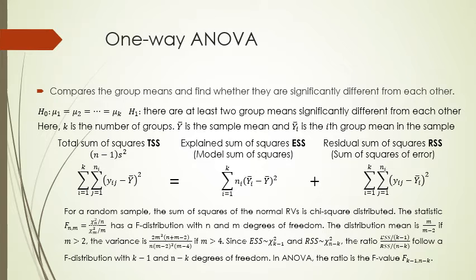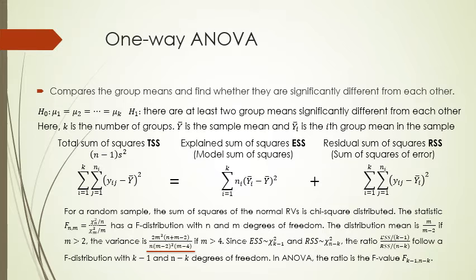The statistic F(n, m) as a ratio of these two has an F distribution with n and m degrees of freedom. The mean of this distribution is m over m-2 if m is greater than 2, and the variance is this if m is greater than 4. We know the total sum of squares follows a chi-square distribution with n-1 degrees of freedom due to Bessel's correction.